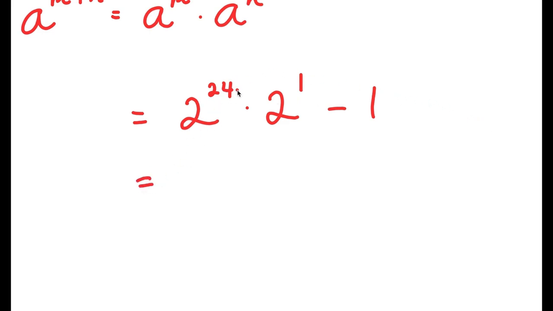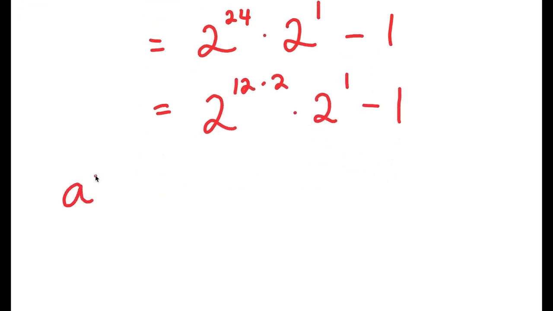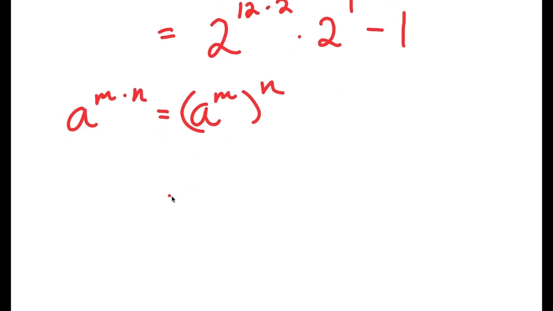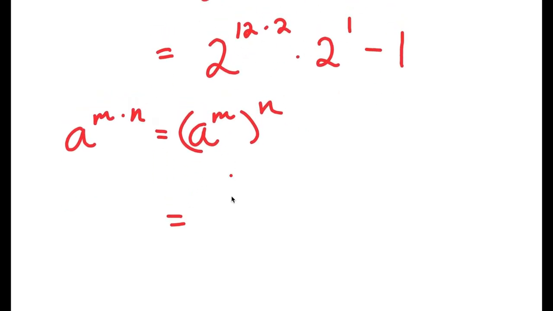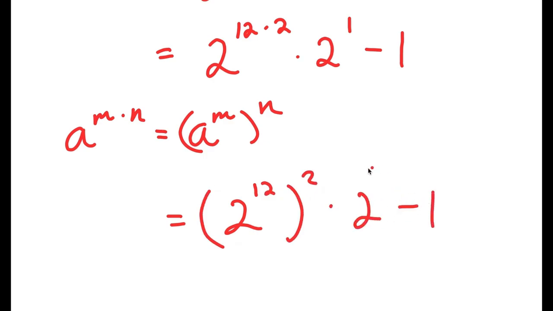So 2 to the power of 24, how do we simplify this and make it even smaller? I can rewrite this as 2 to the power of 12 times 2. And another property of exponents is that if I have something in the form a to the power of m times n, this is equal to a to the power of m to the power of n. So 2 to the power of 12 times 2 is going to equal 2 to the power of 12 to the power of 2. And I have this times 2 minus 1.